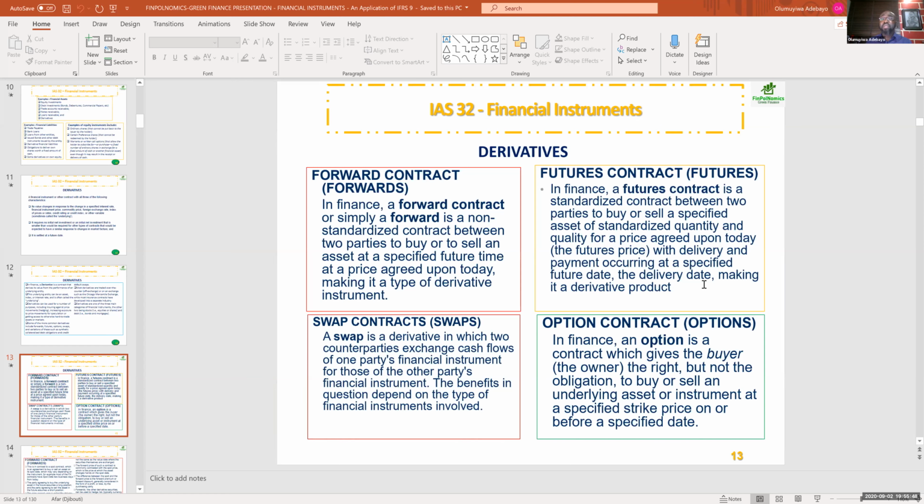Now, swap is more or less like a modified version of a forward contract. Why? A swap is equally a forward contract, but the difference is that it's a multiple of forward contracts, or what we call a series of forward contracts. A forward contract only requires a single delivery. I want to exchange $1 million with you at 450 naira. The delivery might be in 30 days, 90 days, or in a year's time. And once we execute it and the settlement date arises, we settle and we move on.